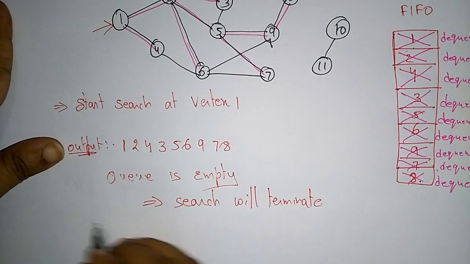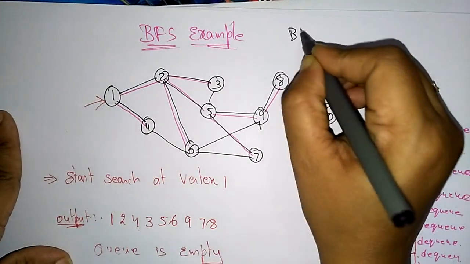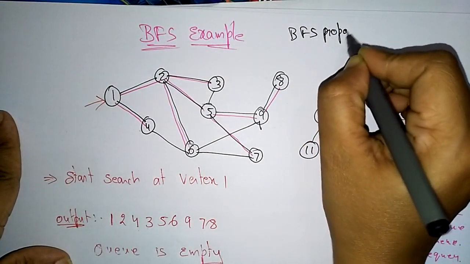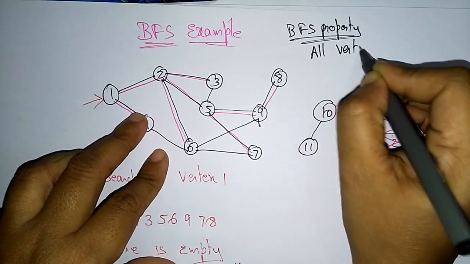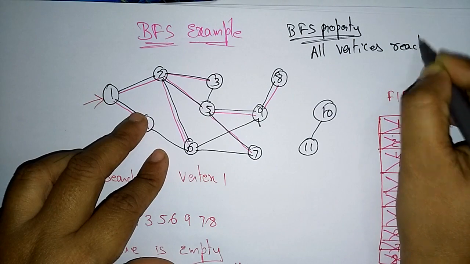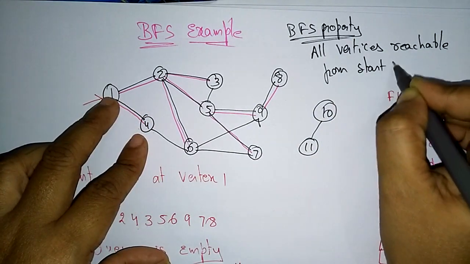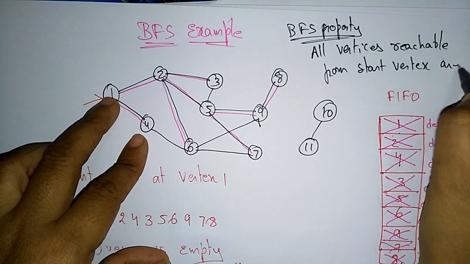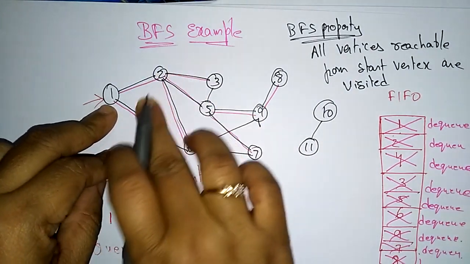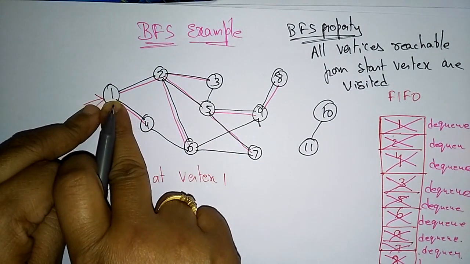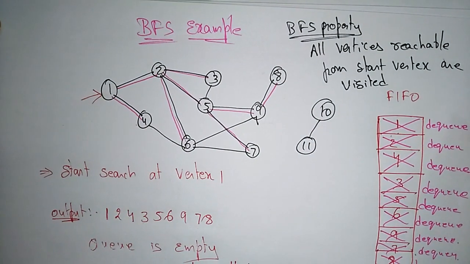Now let us see the property of BFS. What is the property of BFS? The main property of BFS is that all vertices reachable from the start vertex are visited. So the main aim is that it has to visit all vertices from the starting vertex. So this is about BFS.